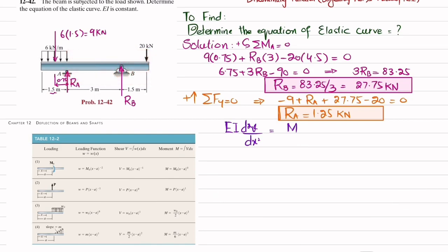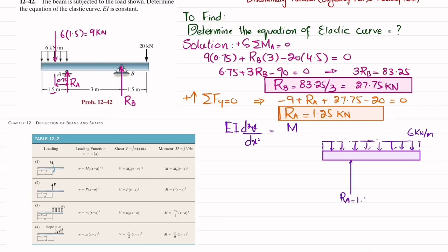So I will draw the free body diagram again. We will take this uniformly distributed load till the last, and its magnitude is 6 kilonewton per meter. And this was point A where we have RA. So RA is 1.25 kilonewton, and here you have RB, which is 27.75 kilonewton. And in order to cancel the effect, we will add the same distributed load over this length in upward direction.